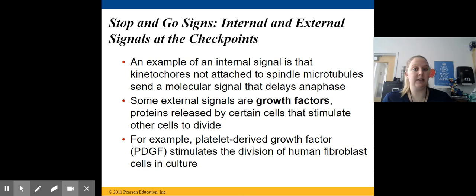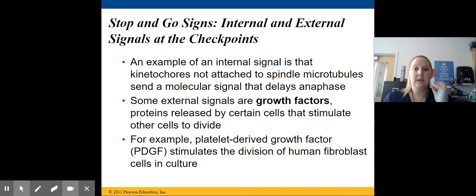An example of an internal signal is a kinetochore that does not properly attach to a spindle fiber, which delays anaphase from happening. If the kinetochores are not attached to the microtubules properly, we will not move past metaphase into anaphase.